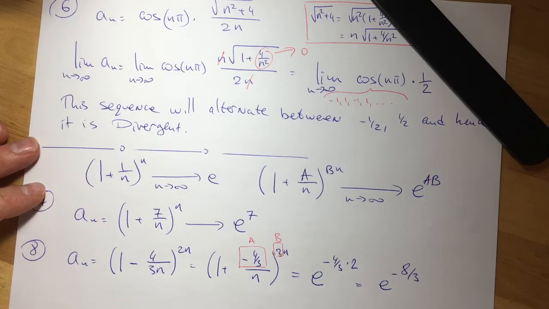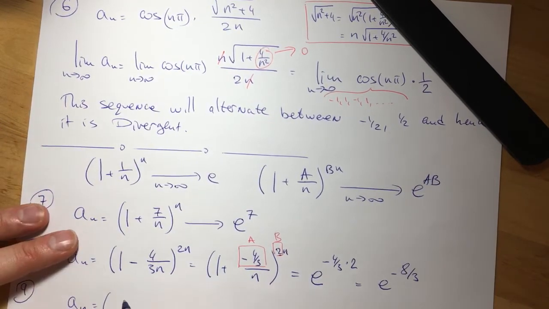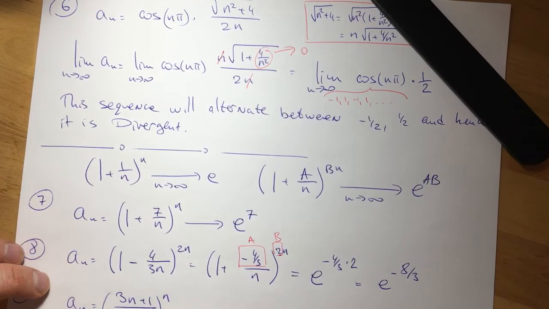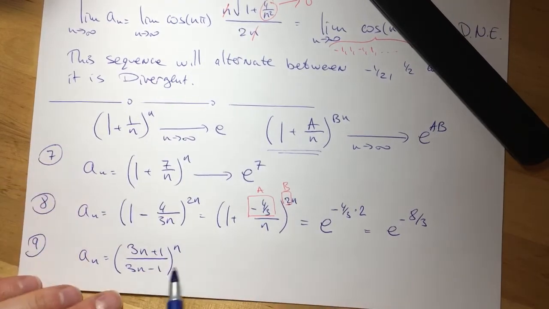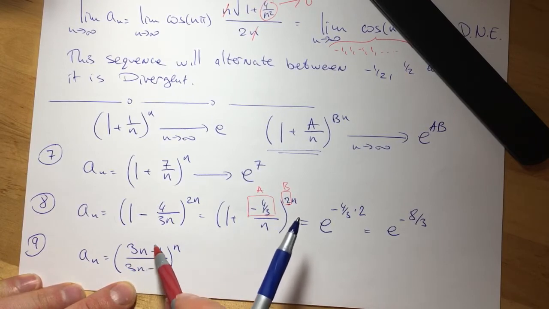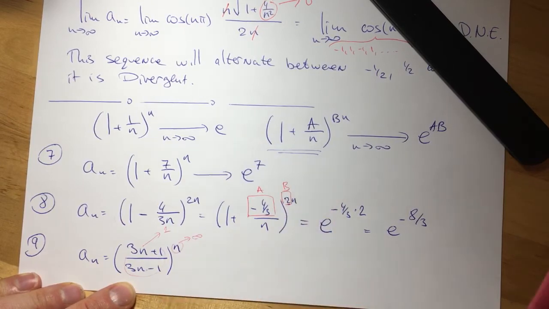And of course, you can have a situation like, again, the same sequence in some kind of disguise, like ((3n + 1)/(3n - 1))^n. You should be able to recognize that this is a version of the sequence. Of course, you can apply L'Hopital's rule here. Why? Because it's an indeterminate exponent: the base goes to 1 and the exponent goes to infinity.